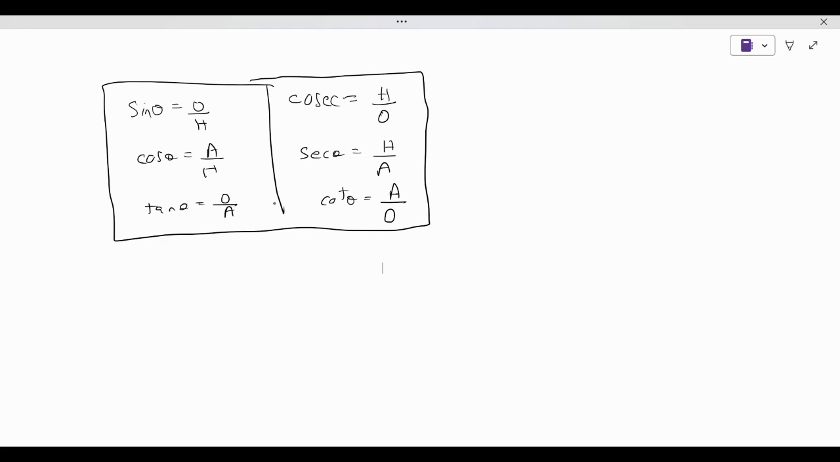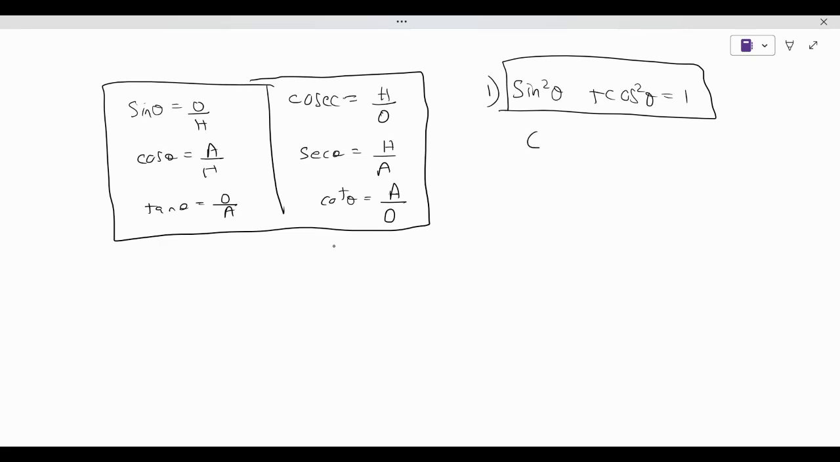Now we have three important identities. They are sine square theta plus cos square theta equal to 1. We'll see how. So this is a theorem. We'll see the proof now. Sine square theta plus cos square theta is equal to opposite square by hypotenuse square plus adjacent square by hypotenuse square.